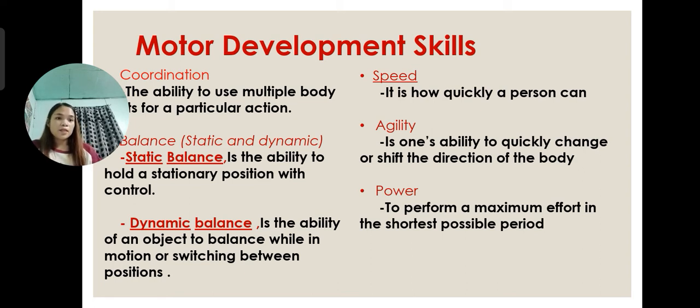And agility is one's ability to quickly change or shift the direction of the body. So for example, kanang shift the direction of the body. So example, riding a bike to control your body para mabalance ang bike para dili ka matumba. And si power to perform a maximum effort in the shortest possible period. So si power, for example, kaning kusgan kay ang isa ka bata, dili siya kapuyon biskan grabe na niya ka dula-dula.